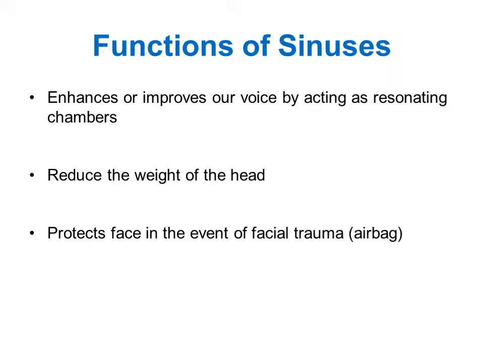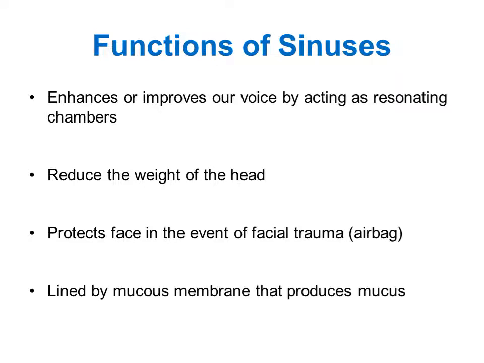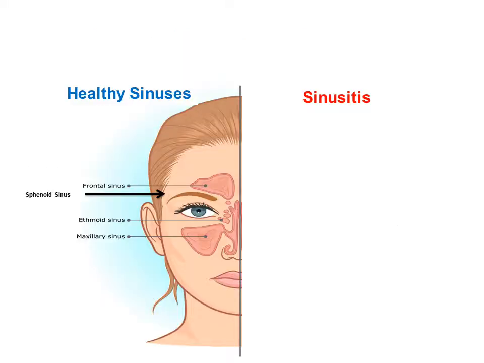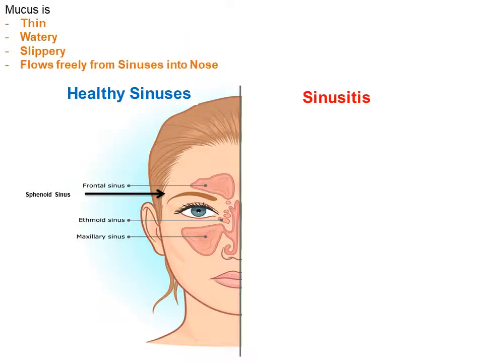Normally the sinuses are empty, except that each of the sinuses is lined by mucous membrane that secretes a thin layer of mucus. So the fourth function of sinuses is that sinuses produce mucus. In healthy individuals, the mucus is a thin, watery and slippery fluid that flows freely from the sinuses into the nose through small openings called ostia.